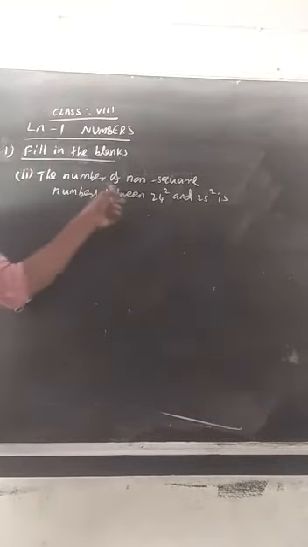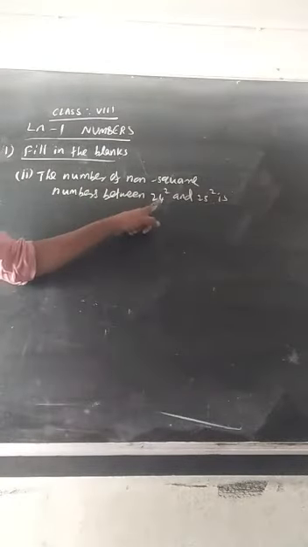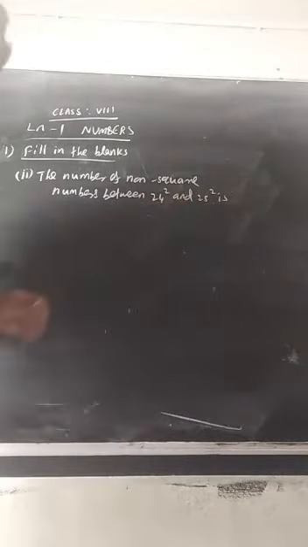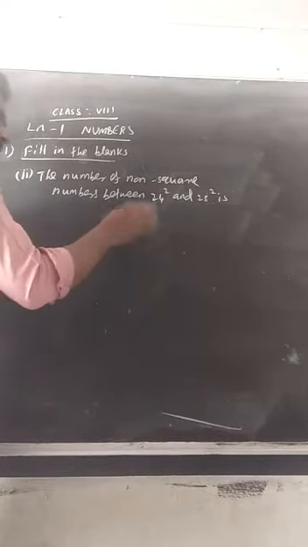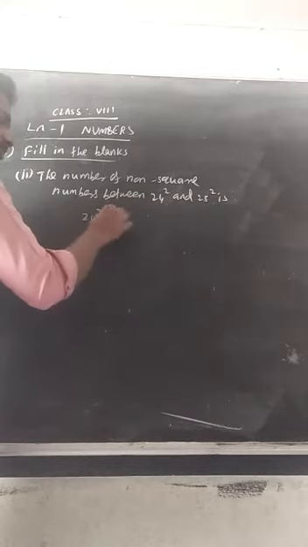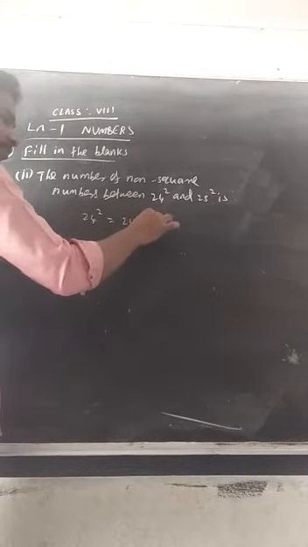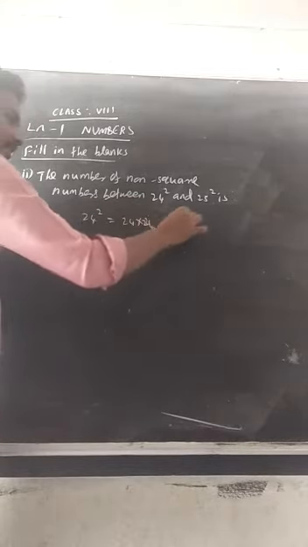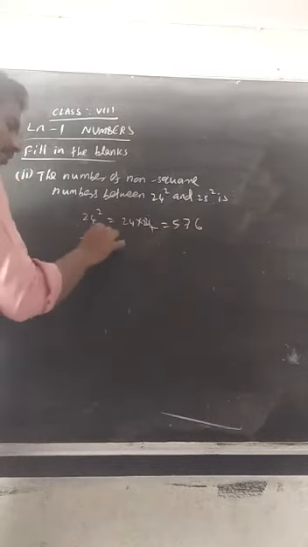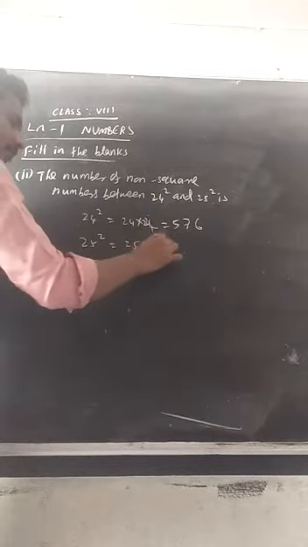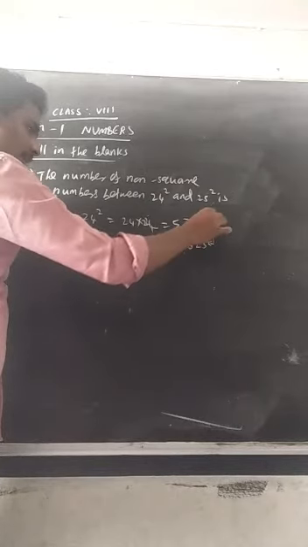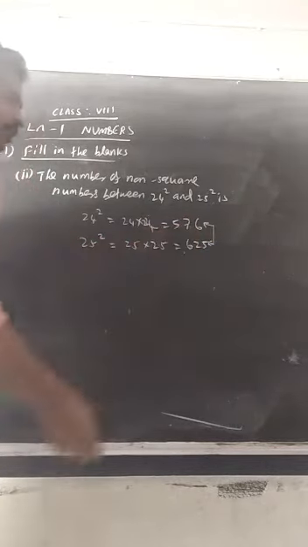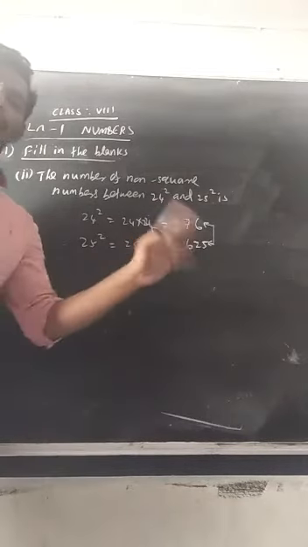Next, the number of non-square numbers between 24 square and 25 square is... So 24 square, we know, is 24 into 24. Answer is 576. 25 square is 25 into 25, answer 625. These are the square numbers. The numbers in the middle are called non-square numbers.